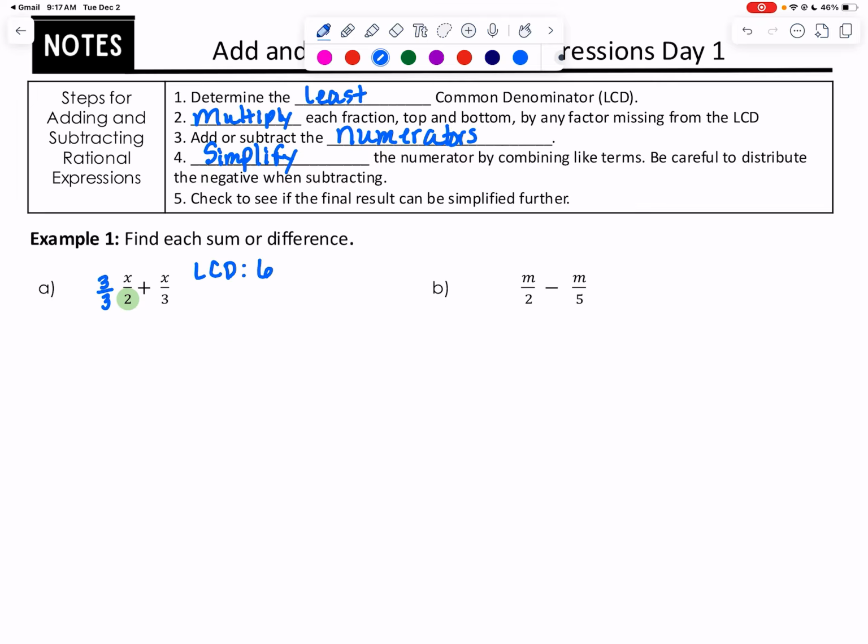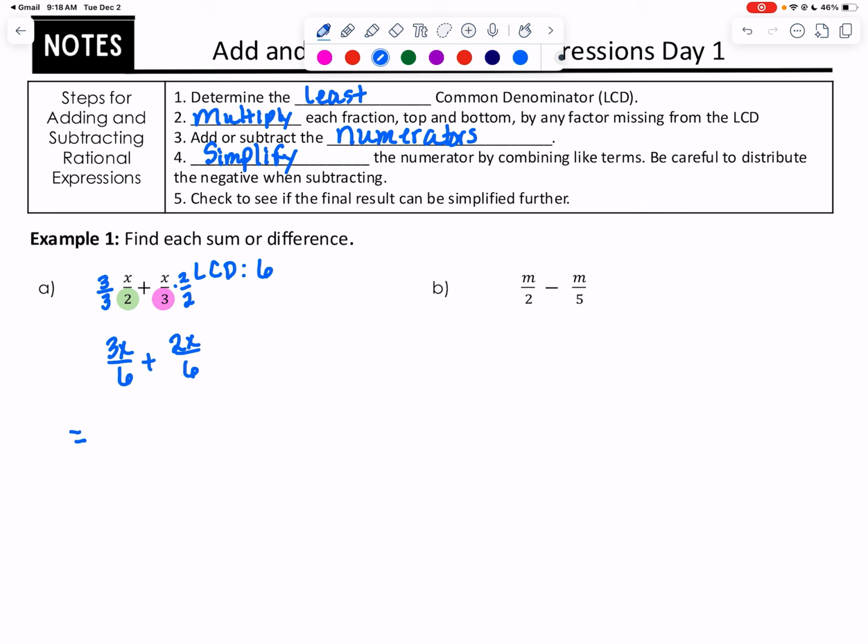All right. Now, our second denominator is 3. So we ask ourselves, what would I have to multiply 3 by to transform it into 6? And hopefully you said you'd have to multiply it by 2. So it would be 2 over 2. All right. So now, if I multiply 3 times x, I would get 3x over 3 times 2, which is 6. For my second fraction, I'm going to multiply x times 2 to get 2x. And then 3 times 2 is 6.